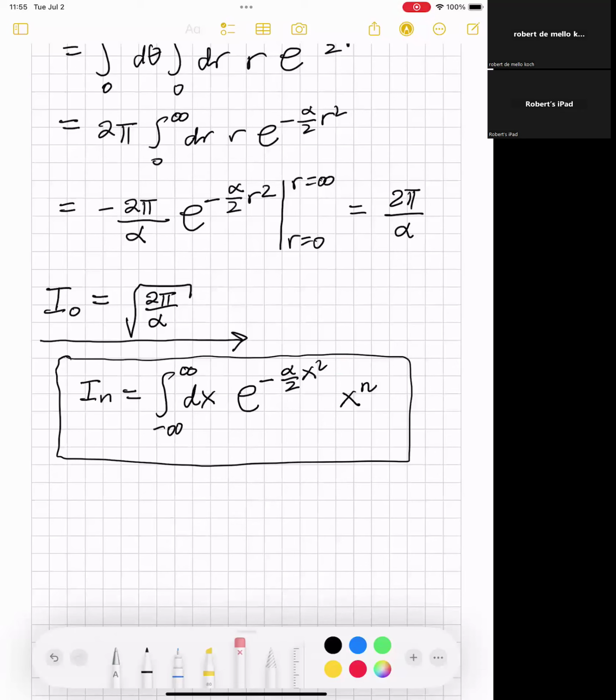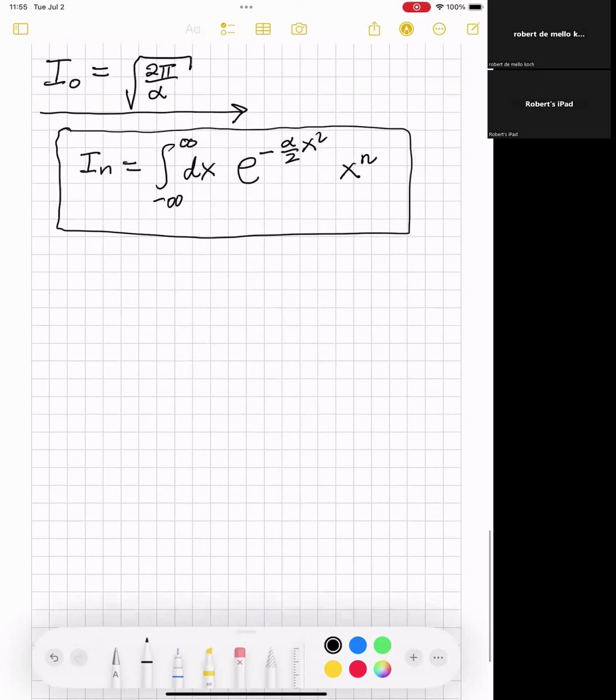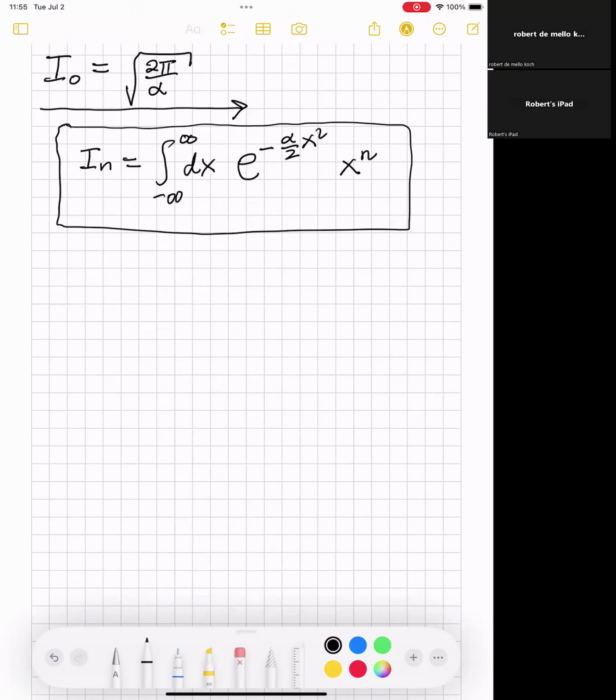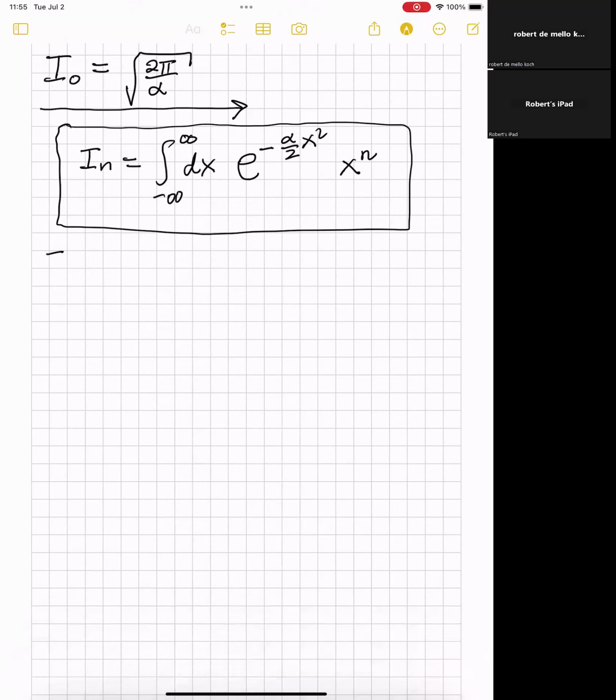Okay, so let me spell out the strategy that we're going to use. We're not going to calculate an infinite number of integrals. We're only going to calculate one integral. What integral will we evaluate? Well, we are going to evaluate I of b. And what I of b is, it's equal to an integral from minus infinity to plus infinity dx e to the minus alpha over 2 x squared plus bx. So that's the integral that we're going to evaluate.